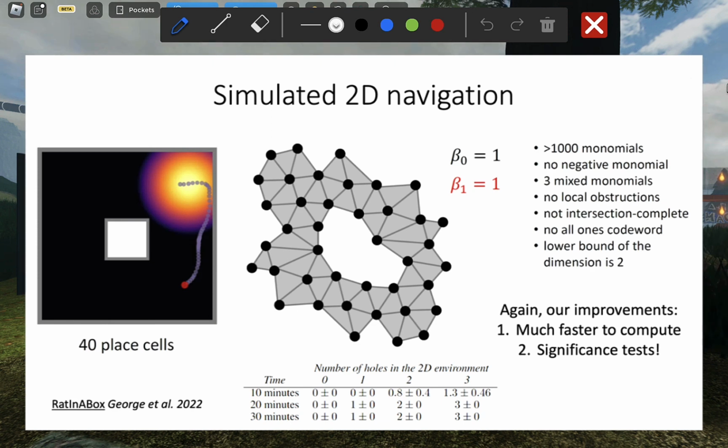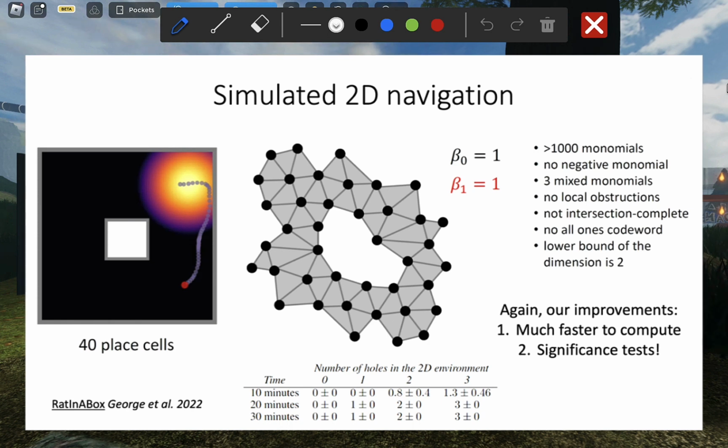And a shout out to Tom George, who led the production of this nice software package called Rat in a Box, which you can do these simulations in. In this example, we have 40 place cells, so there are 40 different vertices in this simplicial complex in the middle. And you can see quite nicely that there's a hole in the middle, which corresponds to a hole in the middle here.